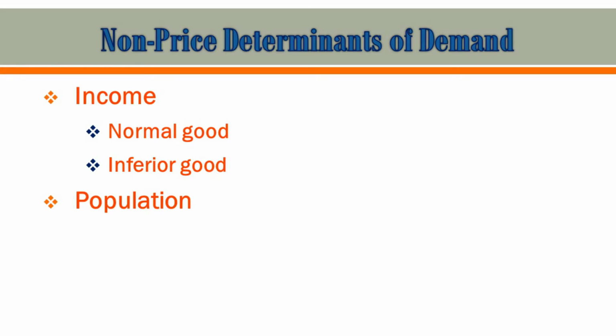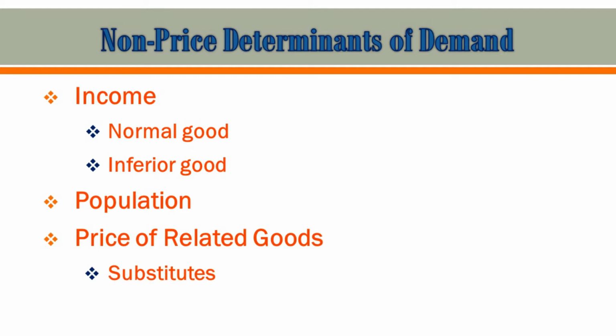A third non-price determinant of demand is the price of the related good. That good can be a substitute, or that good can be a complement. Let's take the market for Coca-Cola and Pepsi to illustrate substitutes. If the price of Pepsi goes up because people will want to buy less Pepsi, they will then buy more Coca-Cola. The reverse is also true.